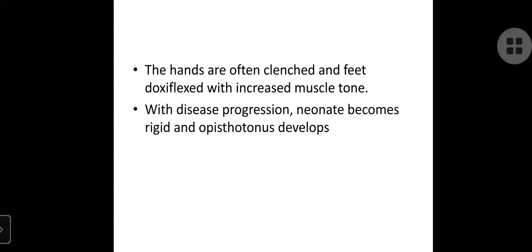So the neonates will present with hands that are often clenched and feet dorsiflexed with increased tone. And also with progression of the disease, the neonates will become rigid and opisthotonus may develop.